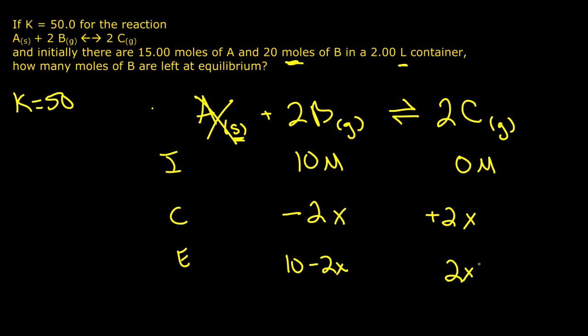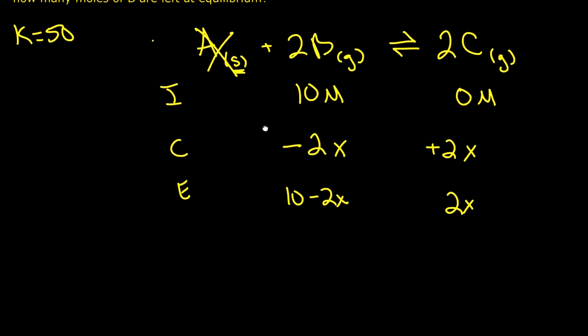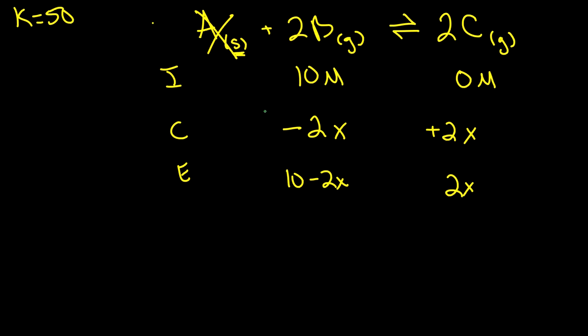All right, now we got our ICE table done, we can write our equilibrium expression and solve for x. So K equals products over reactants. My product is C, and it is squared because it has a coefficient of 2, over the reactant, which is B. And again, it is also squared because it has a coefficient of 2. And there is no A because it's a solid.